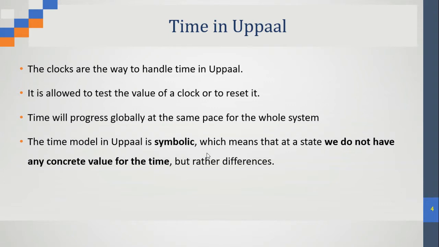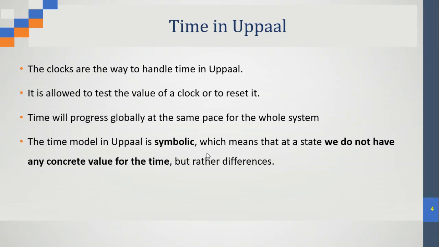Here we say the time in Uppaal is actually the same across the project. That means we don't have a concurrent value for the time. So at this point, we say that time is symbolic. That means the real value for the time does not work as expected. We just control the time. We don't have a concurrent value.